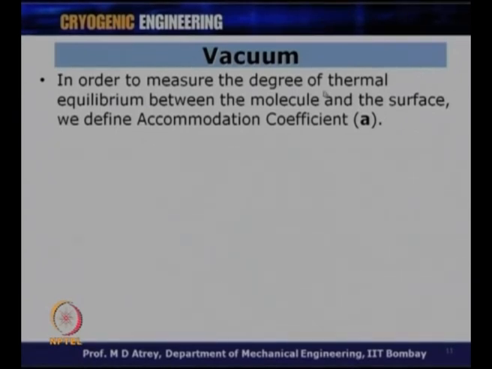In order to measure the degree of thermal equilibrium between the molecule and the surface, we define a parameter called the accommodation coefficient, given as A. This accommodation coefficient will tell you the difference between T2 dash and T2, and between T1 dash and T1. It will depend on what kind of gas you are talking about, at what temperatures, and things like that will dominate this parameter called the accommodation coefficient. Let us see what it is.